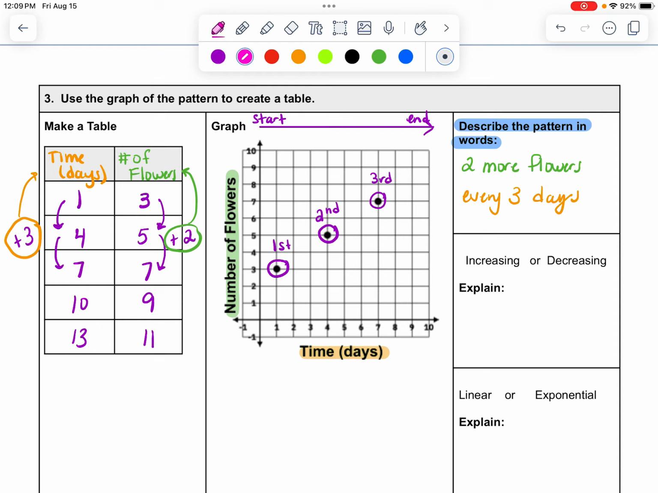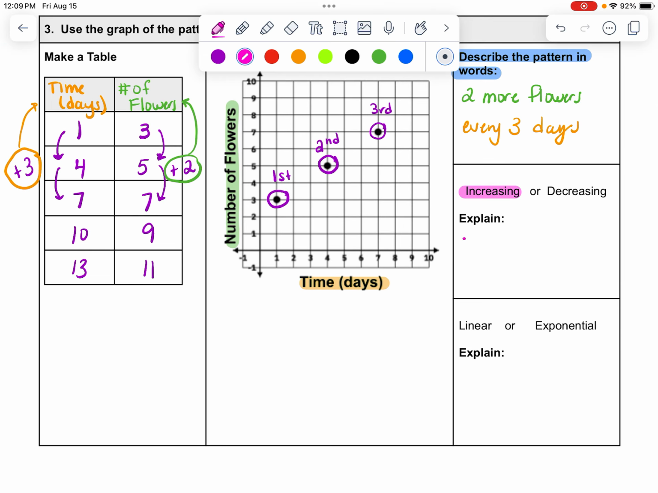Now for increasing and decreasing. So I'm looking at both the table and the graph, and I'm noticing that there's a plus pattern and an uphill graph. That means it's going to be increasing. So we would say that this is an increasing pattern because we have an adding pattern, and also because we have an uphill graph.